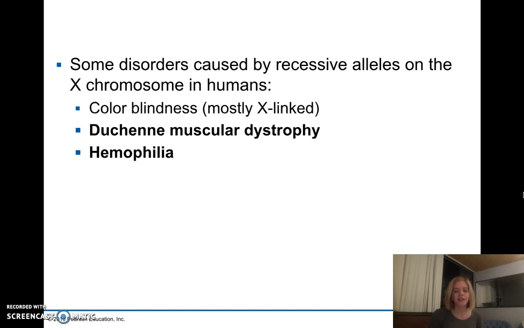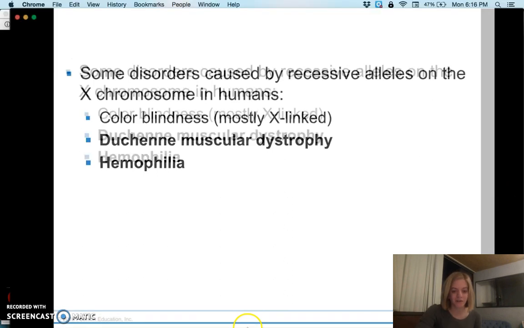But that just gives you an idea of how genes can be passed on when they're linked specifically to the sex chromosome. In the next section, we're going to talk about other ways that genes can be linked in addition to the sex chromosome linkage.